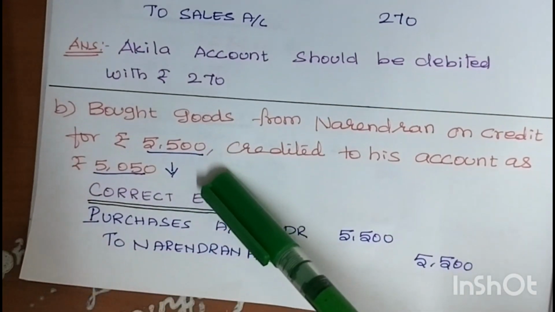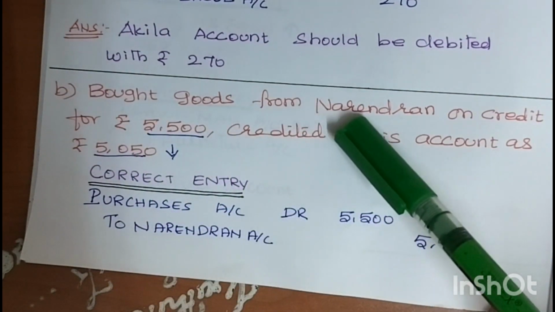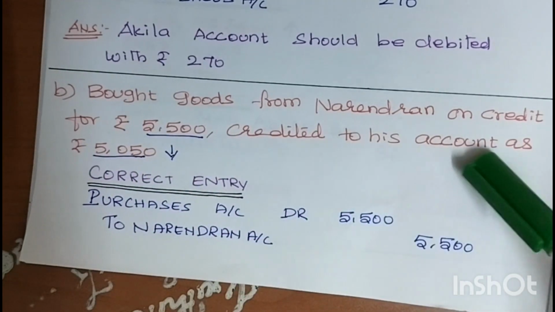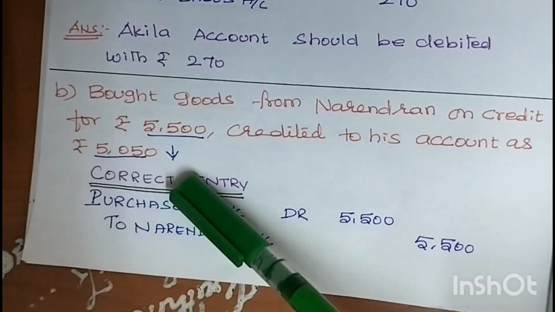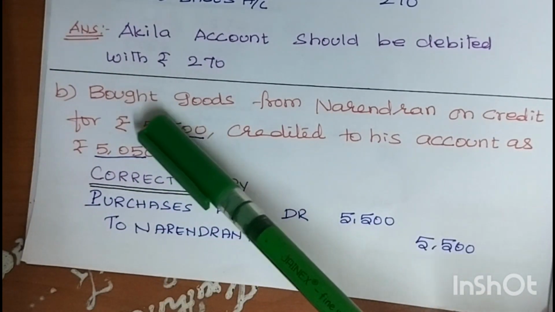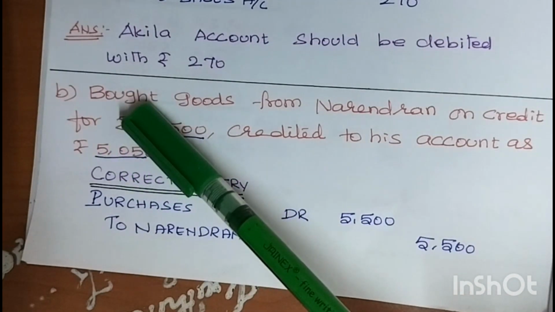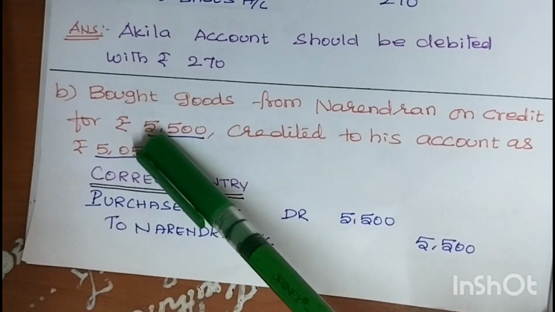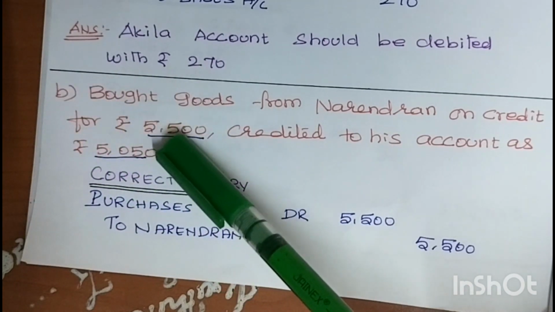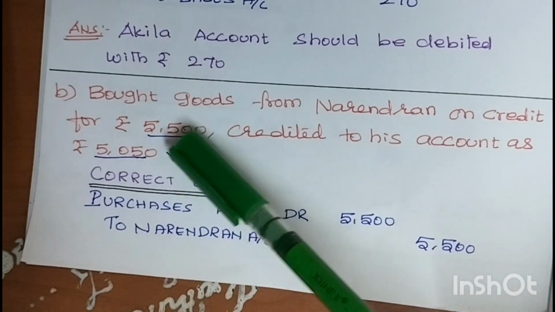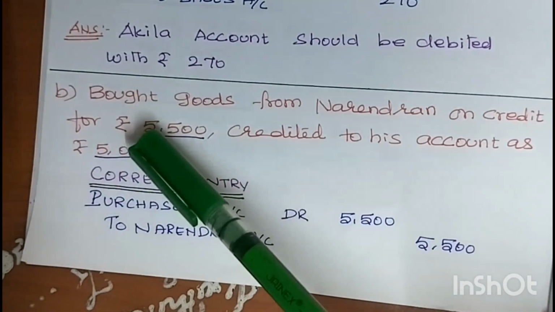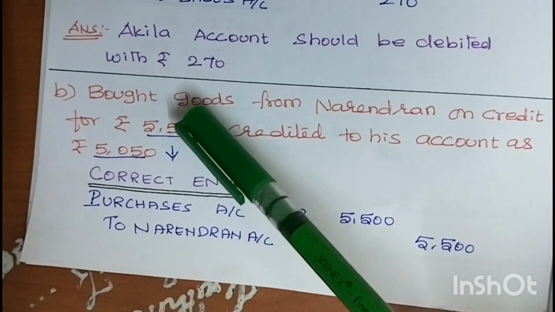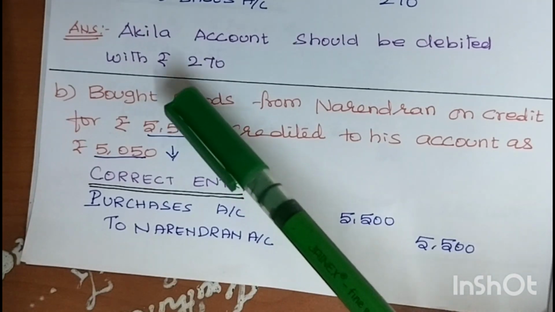The next transaction is bought goods from Narendran on credit for rupees 5500, credited to his account as 5050. What this transaction tells us? Bought goods from Narendran on credit rupees 5500. Up to this, what is the correct entry for this transaction? You purchased goods from Narendran on credit. This is the credit transaction. This is the credit purchases.